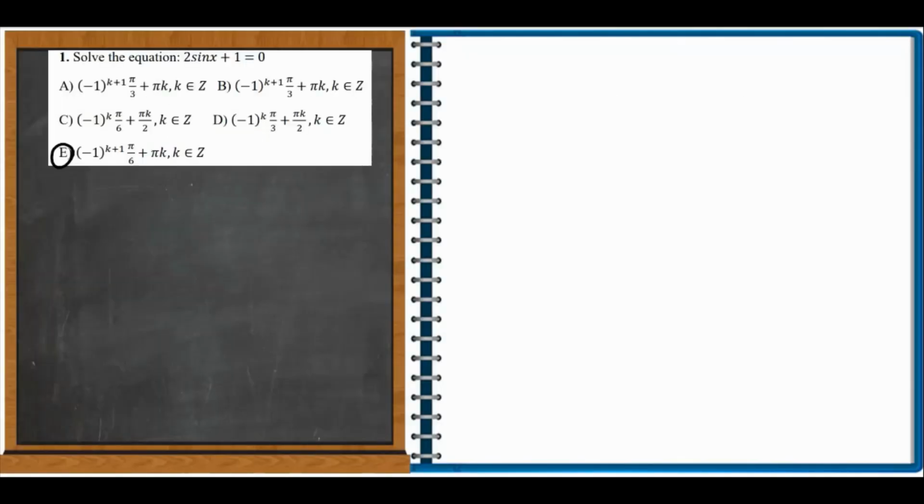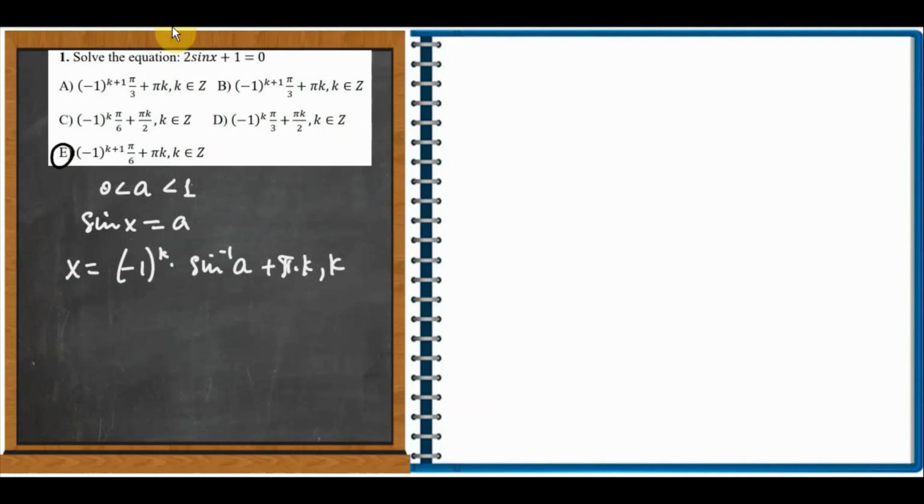Question number 1. As you see, question number 1 is about trigonometric equation. To solve this question, first of all, we need to know the general solution of trigonometric equation. Let's say we have sine x is equal to a, where a is in between 0 and 1. The solution for x is equal to negative 1 to the power of k multiplied by inverse of sine a plus pi multiplied by k, where k's are integer numbers.